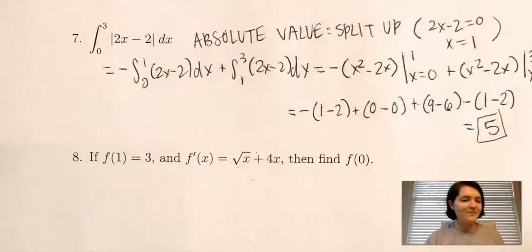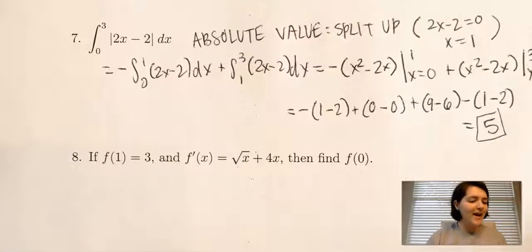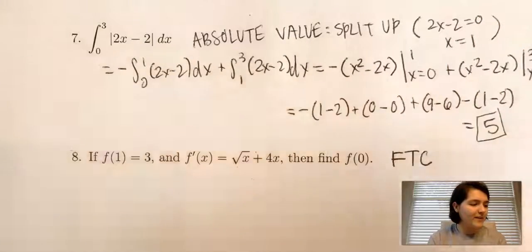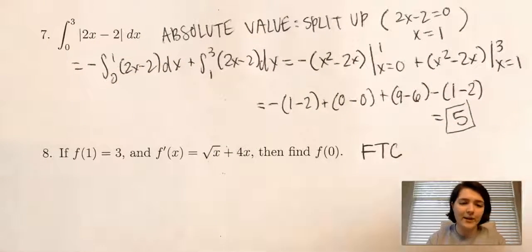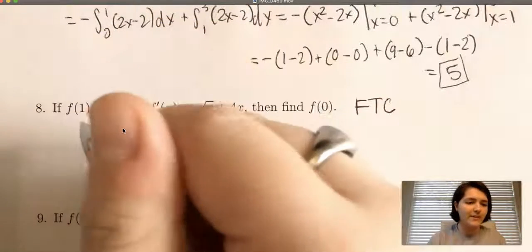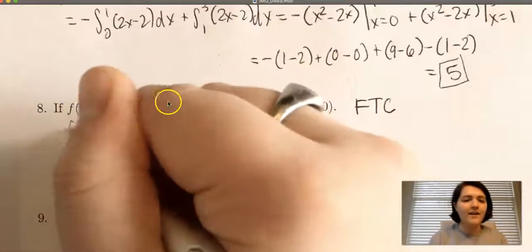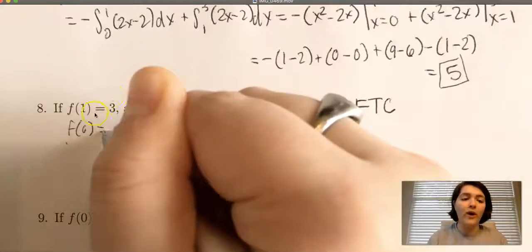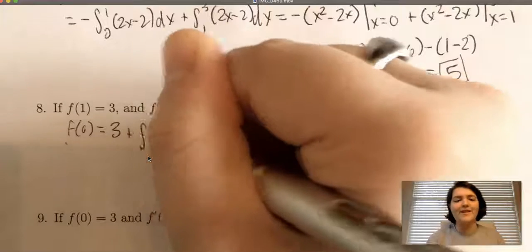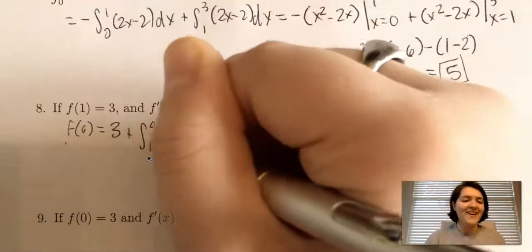All right, number 8. This is an FTC problem, the fundamental theorem of calculus. We'll get in there and notice that we have our givens. So x is 1, y is 3, but that doesn't matter. So f of 1 equals 3. We want f of 0, right? That was something asked in the problem. If you can't see it because my hand is covering it, sorry about that.